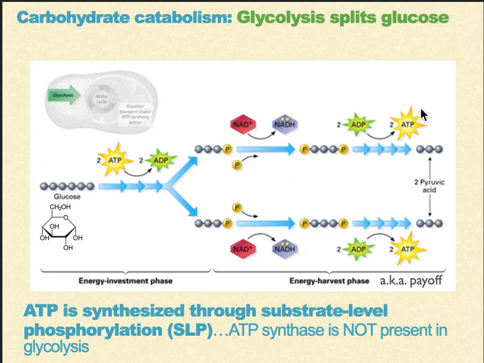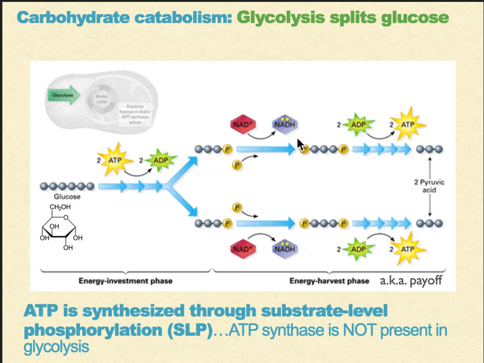And we get 2 ATP made through substrate level phosphorylation for each of these halves of glucose. So total, from 1 molecule of glucose that we put in, we get out 4 ATP just from glycolysis. We invested 2 ATP, so we get out 4, subtract the 2 that you put in, so we still get a surplus of 2 compared to what we started with, right?